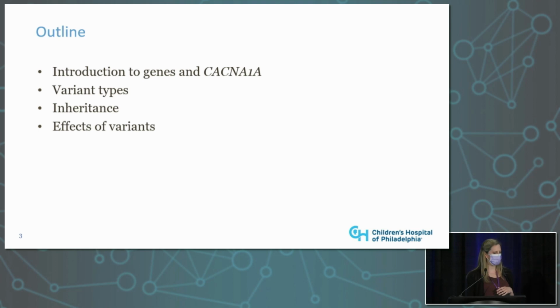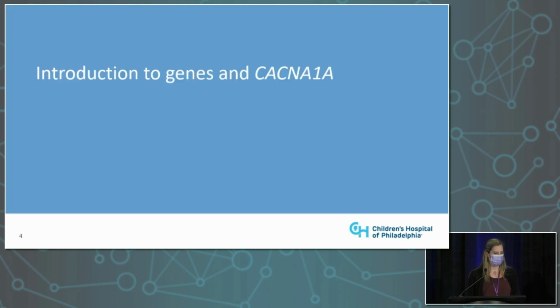All right, so a quick outline. First, we'll do an introduction to genes and to CACNA1A in particular. Then I'll go through the different types of variants that we can see and a little bit about what a variant is. We'll talk about inheritance patterns in CACNA1A. And finally, some of the effects of these variants. So first, our introduction here.